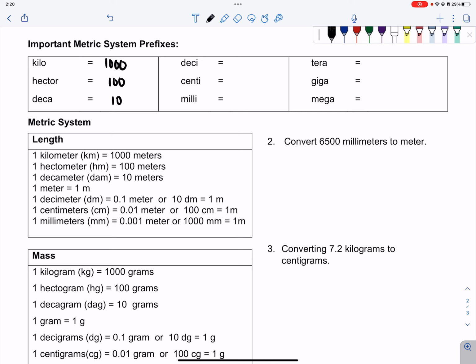And then next, we have our smaller ones here. The first one being deci, which means 0.1. And then we have centi, which is 0.01. You can kind of think of that as being like 1 cent, similar naming conventions. And then lastly, we have milli, which is 0.001.